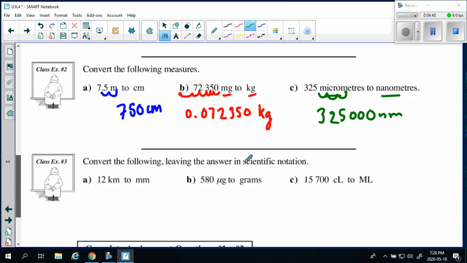The last one says convert in scientific notation. We're not doing scientific notation in this particular class, but it is a very useful skill to have for science.